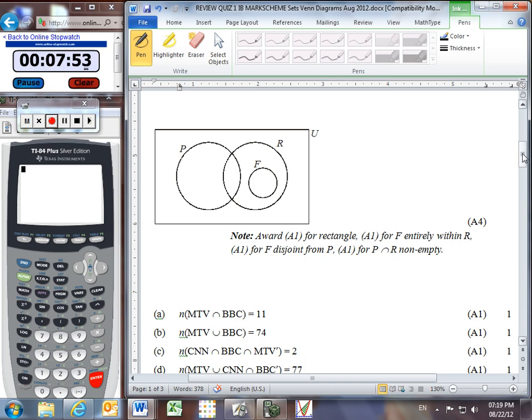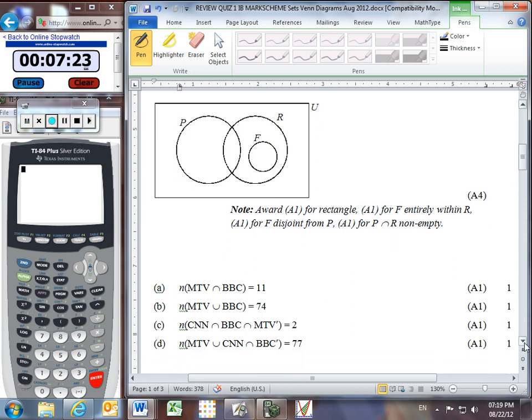Okay, this is number 2. It's 4 marks for coming up with the correct diagram. So here we go. 1 mark for the rectangle. 1 mark for putting F entirely within R. 1 mark for making F and P disjoint. And 1 mark for P successfully intersecting or overlapping with circle R. I think I put my purchasing subcommittee on the right-hand side of my diagram, but clearly that's just the mirror image of what we've got here. And it's 1 mark for each of the other parts of the questions, and I think these are the numbers we came up with too: 11, 74 to 77. 1 mark apiece.